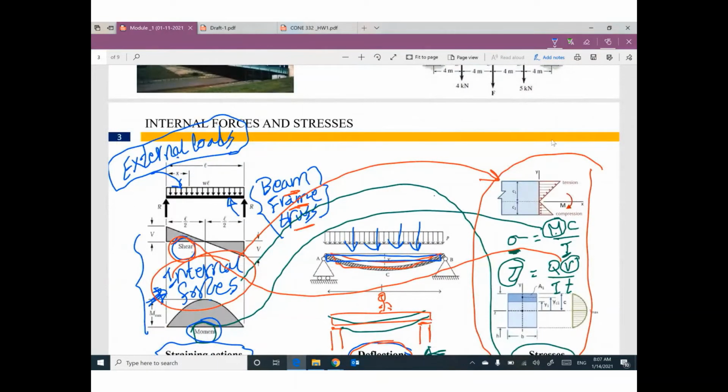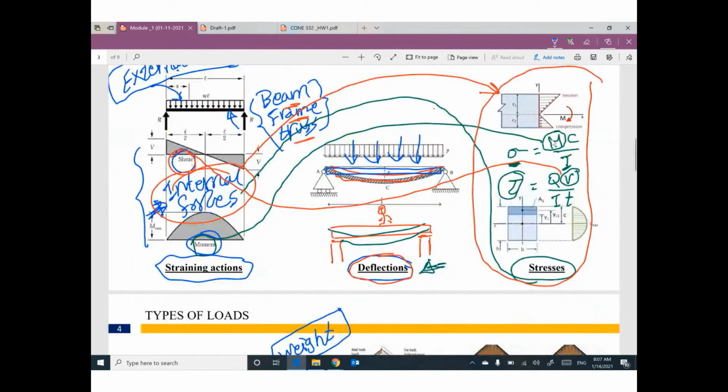Also, I talked about what is the meaning of internal forces, straining action, shear force diagram, bending moment diagram. These internal forces will cause deflection and also will cause stresses. In this course, we will cover straining action and the deflections in more detail.